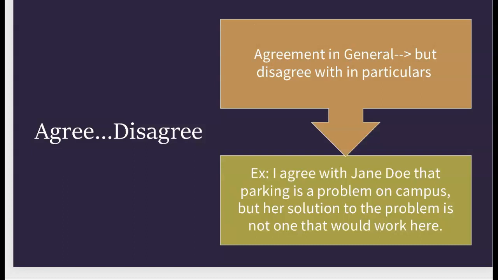One helpful way of agreeing and disagreeing simultaneously is to agree in general with a particular statement or a particular viewpoint, but disagree with the particulars. For example, I agree with Jane Doe that parking is a problem on campus. That's my point of agreement. However, her solution to the problem is not one that would work here. And by disagreeing with her solution, not necessarily the problem, this opens me up to offering my particular point of view or my particular argument.